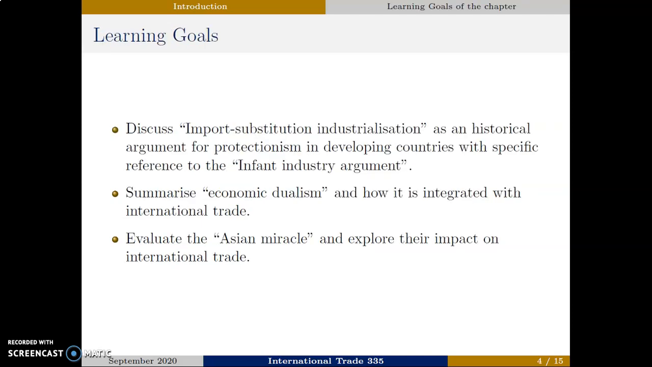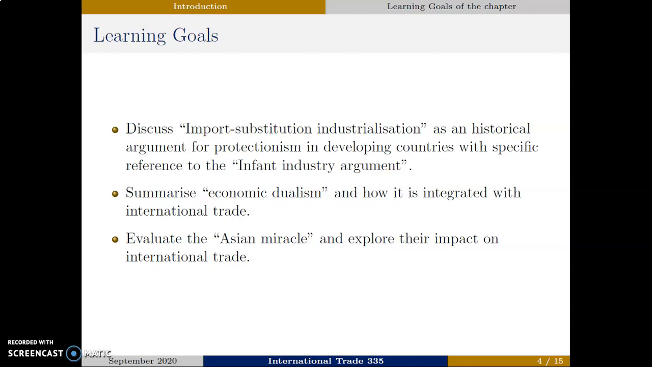There are 3 main learning goals for this chapter. First, you should be able to discuss and evaluate the validity of import substitution as a trade policy and why it was historically popular for developing countries. The main import substitution tool is the infant industry argument. You should be able to summarize this argument from both a pro and cons case.